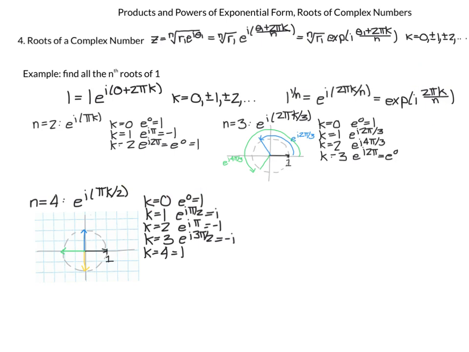When k equals 1, we're going to get e to the i pi over 2, which is i. When k equals 2, we get e to the i pi, which is negative 1. And when k is equal to 3, we get e to the i 3 pi over 2, which is equal to negative i. And when k equals 4, we come back and loop around to our original root. So k equals 0 gives 1, k equals 1, we get i. k equals 2, we get negative 1. And k equals 3, we get negative i. And then we loop back around.